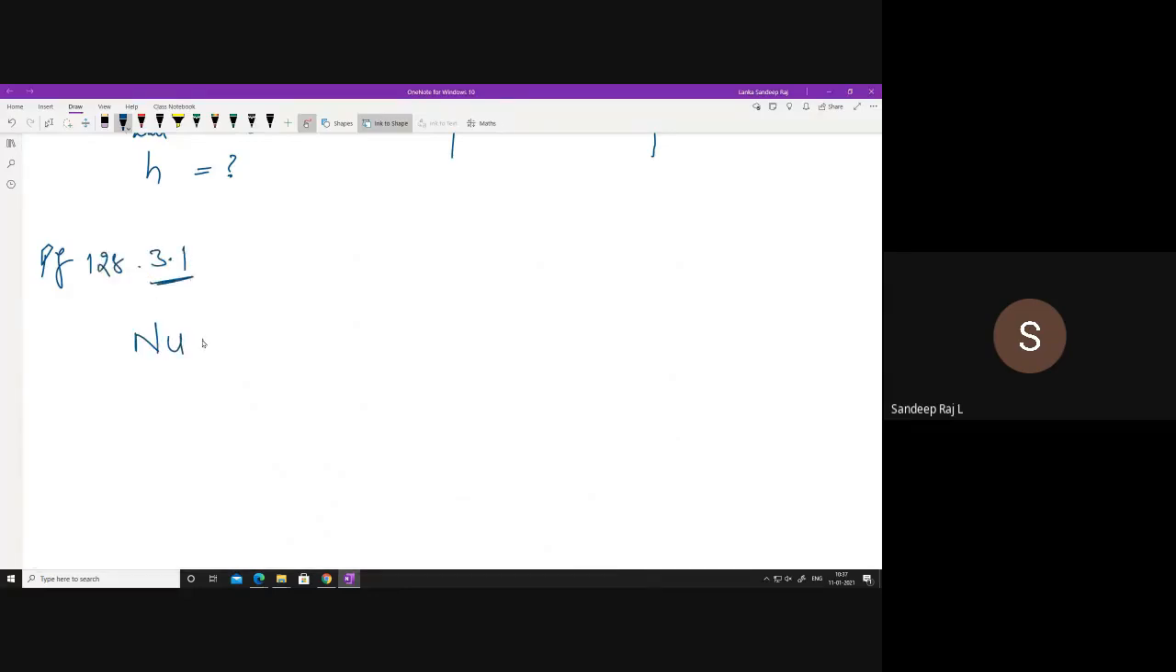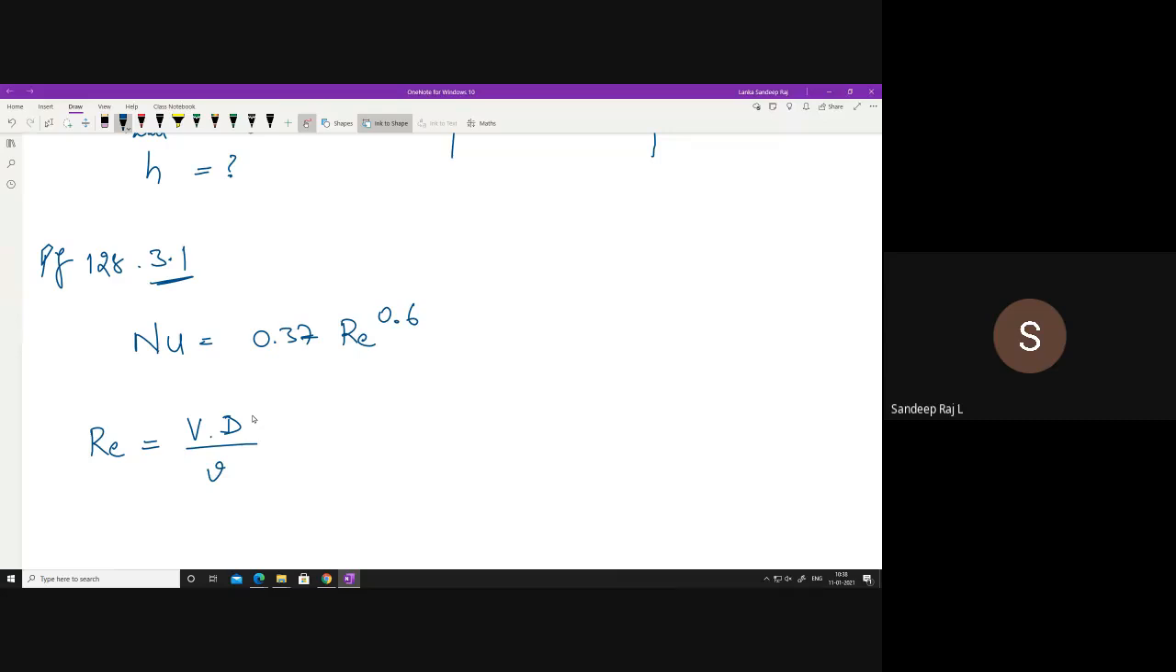Nu is equal to 0.37 into Re power 0.6. This is your Nu expression here. For this, again, you need the Re value. Re is equal to VL by nu or VD by nu? Again, it is VD by nu, not VL by nu. Even though it is an external flow, it has to be diameter.